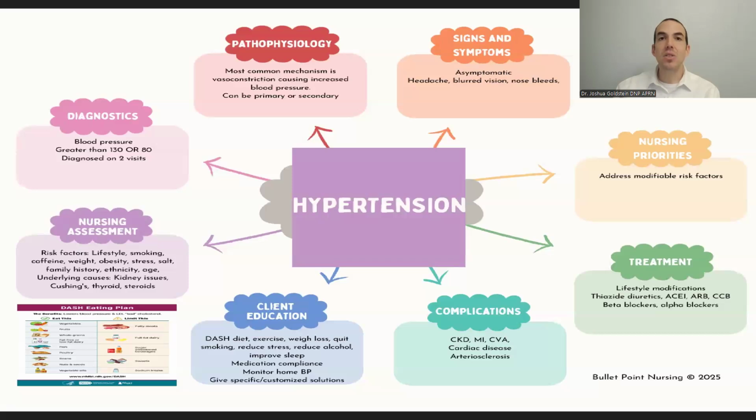But again, it is treatable. We just have to make sure the patient's following their lifestyle modifications and/or following the medications that have been prescribed. Hopefully this covers everything you need to know about hypertension.